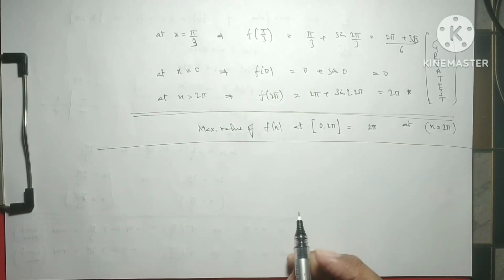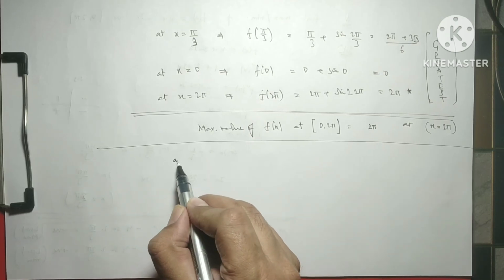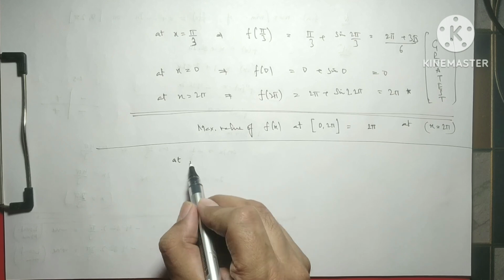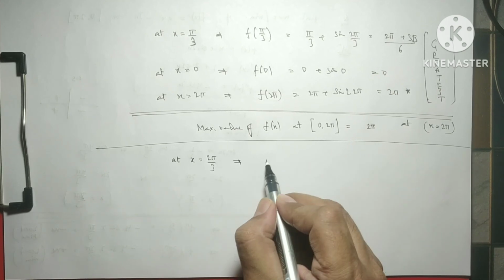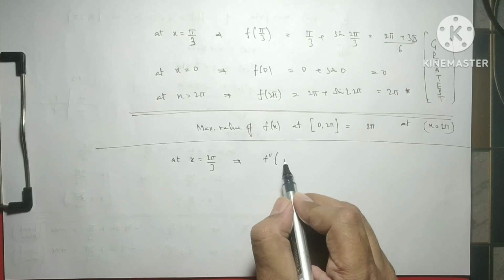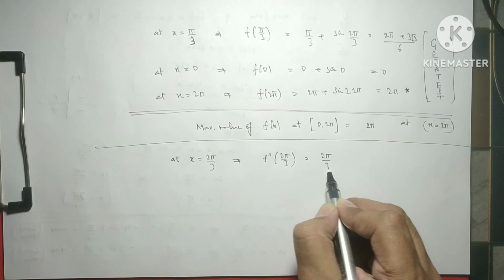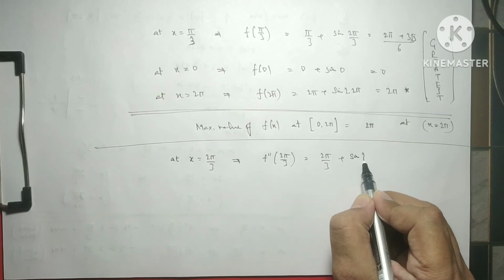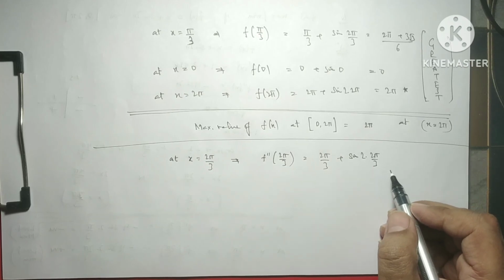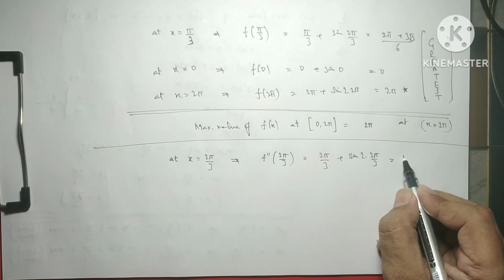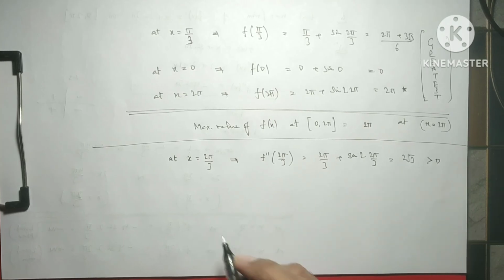Now for the minimum value, we will collect all three values. So we get local minima at x equals 2 pi by 3. According to this, the second derivative value at 2 pi by 3 will be 2 pi by 3 plus sine twice of 2 pi by 3. On solving this, we get 2 root 3, which is greater than 0.